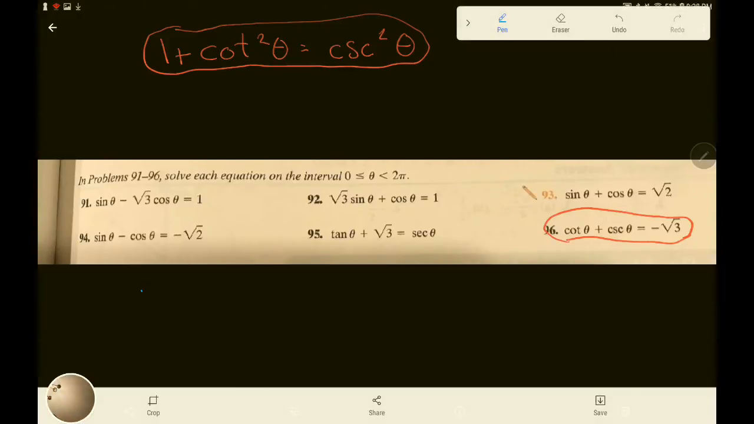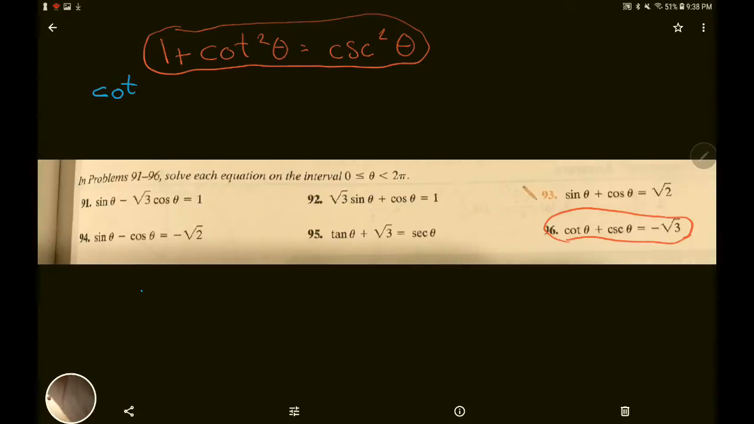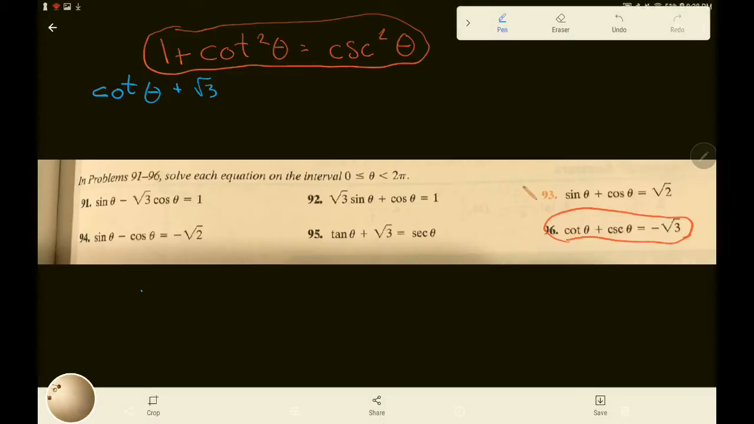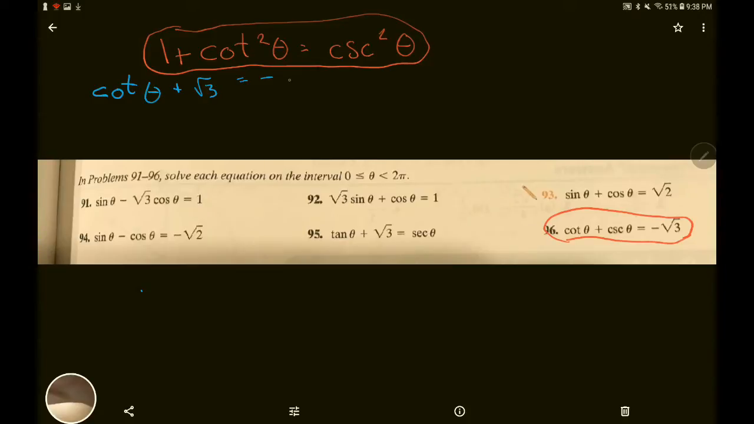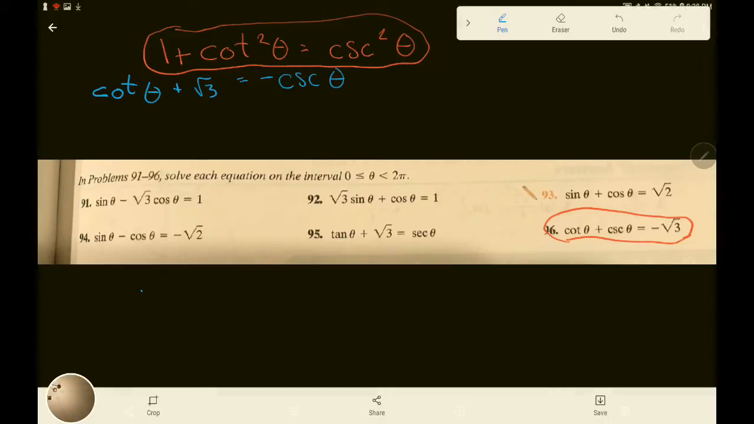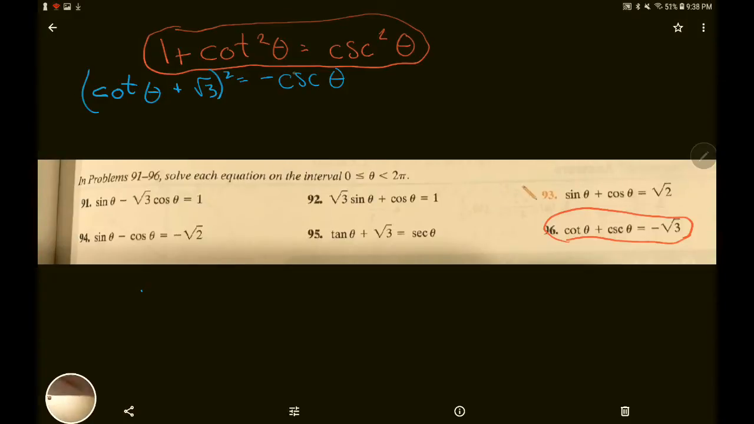So let's do this. Let's put cotangent theta plus √3. So we added √3 to each side. And that equals negative cosecant theta. Okay. So we put the cotangent and the number on the left and the cosecant on the right. And we're going to square both of these.